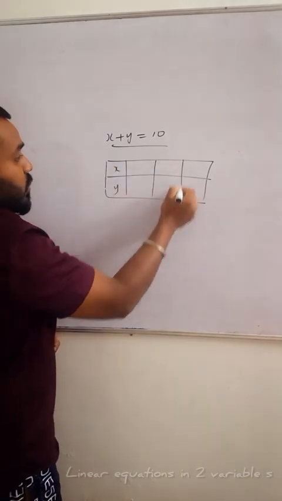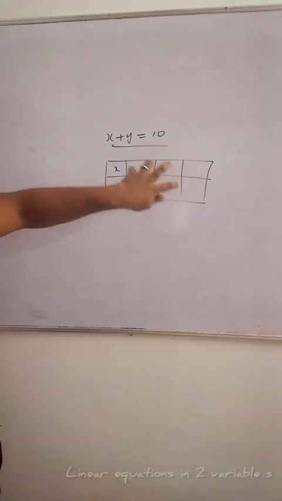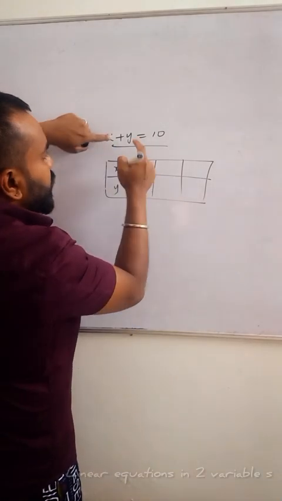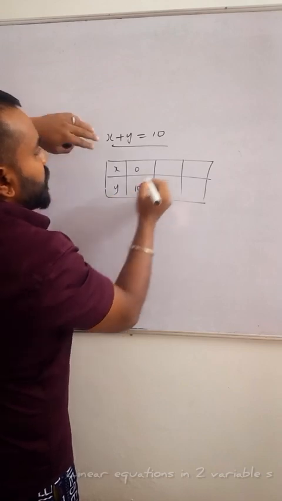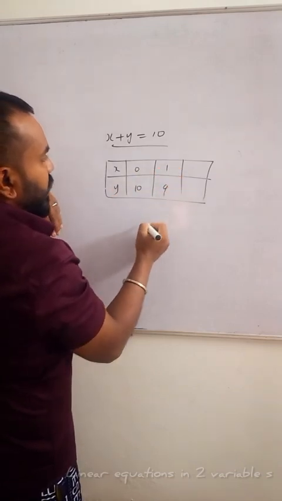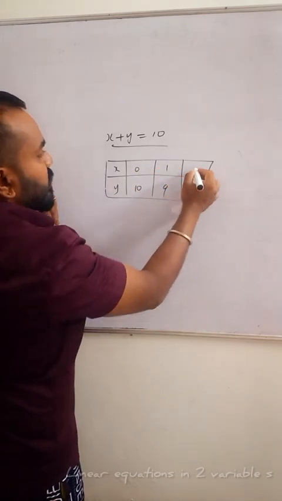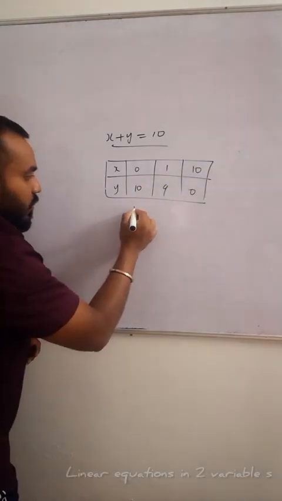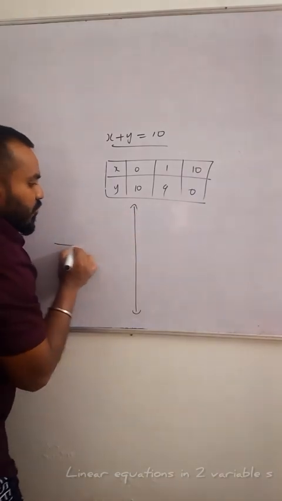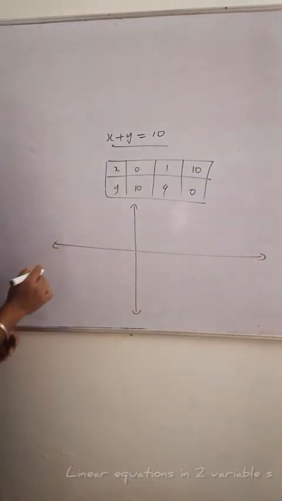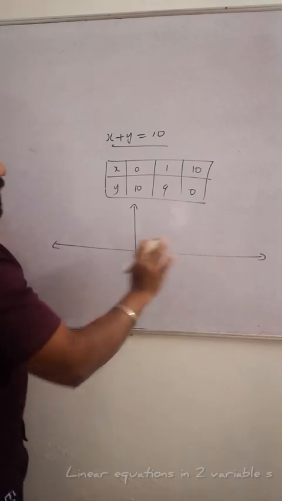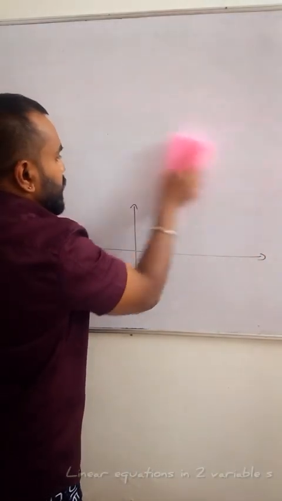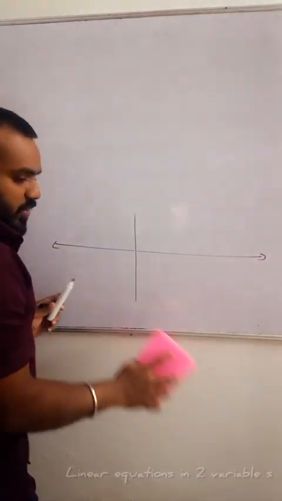In order to draw the graph, I need to find some points. So I'm substituting x as 0 here. When you substitute x as 0, you will get the value of y as 10. If you substitute x as 1, you will get the value of y as 9. If you substitute y as 0, you will get the value of x as 10. Then let us draw the graph. Now I am going to draw a rough graph, but you must draw it in a Cartesian plane or on the graph sheet itself. There you can mark the points. So the y-axis should have sufficient height.